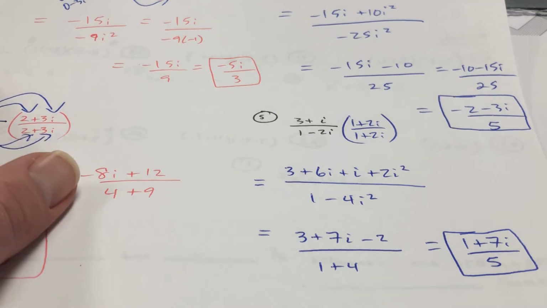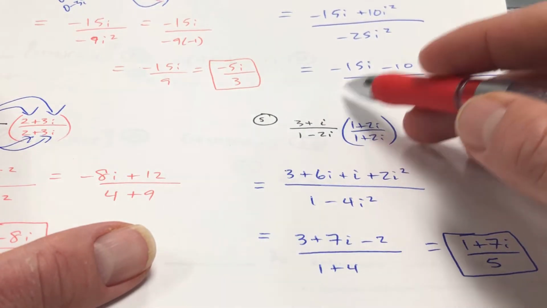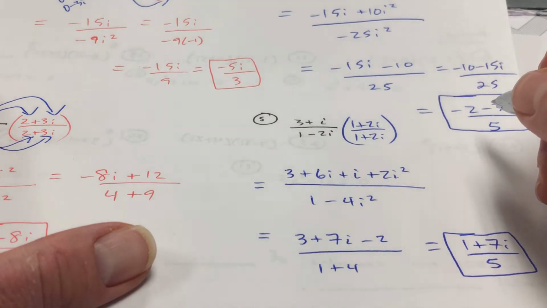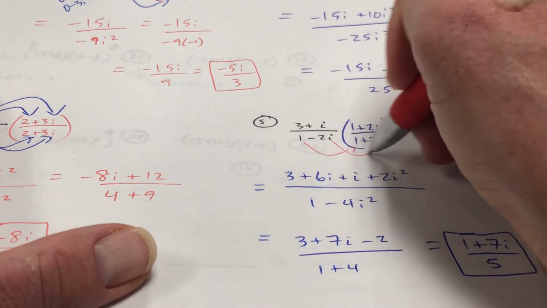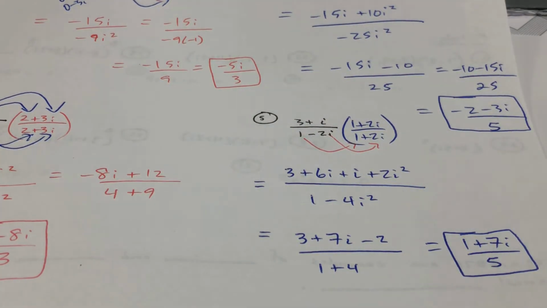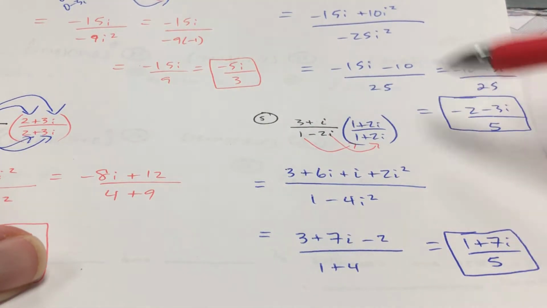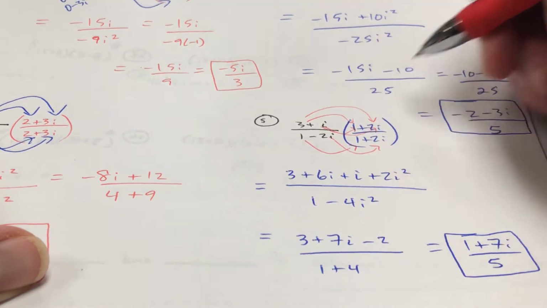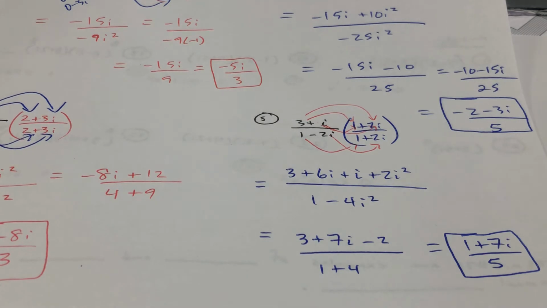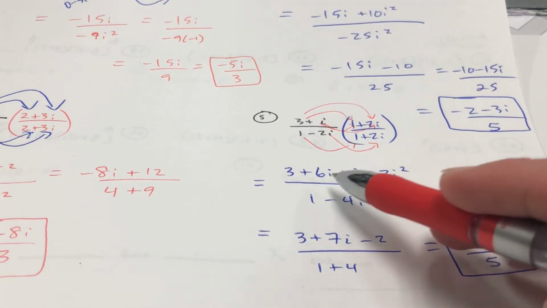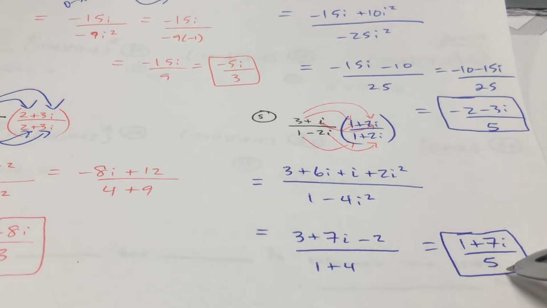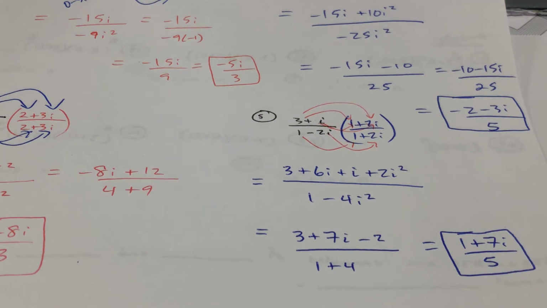Number 5. 3 plus i over 1 minus 2i. I'm going to multiply top and bottom by 1 plus 2i. Down below, I'm going to have 1 minus 4i squared, just the first and last parts of FOIL. Up top, I have to do all of FOIL because these aren't conjugates. So 3 plus 6i plus a single i plus 2i squared. 2i squared is a negative 2, so 3 minus 2 is 1, and 6i and 1i is 7i. So 1 plus 7i over 5. That is page 3, what we did today in class.